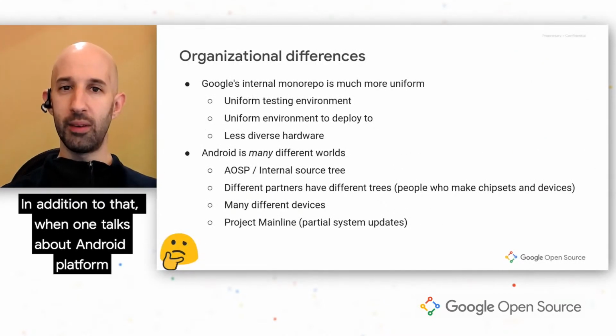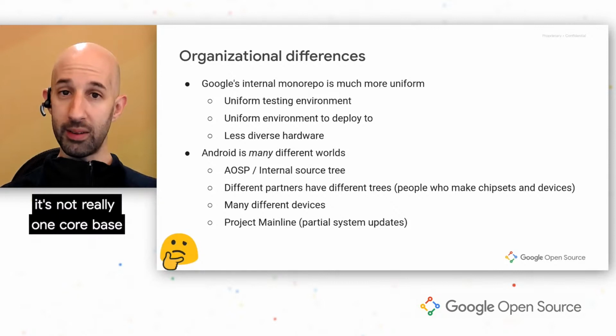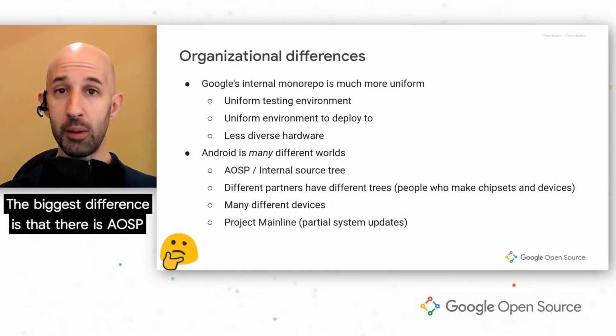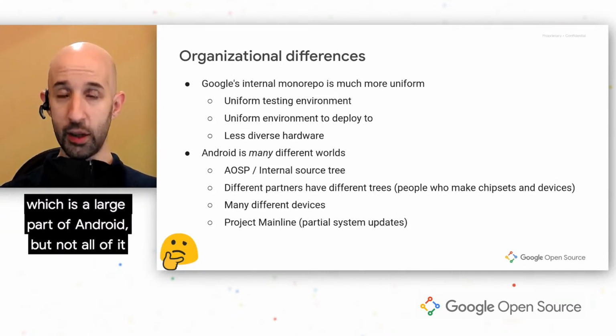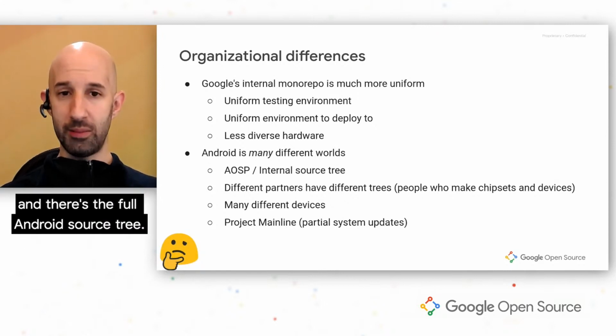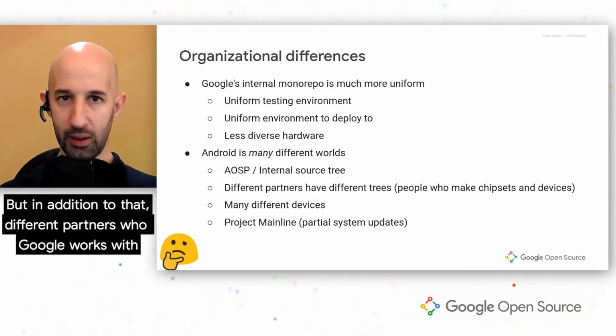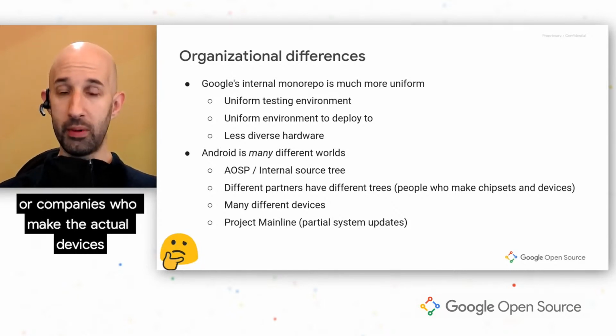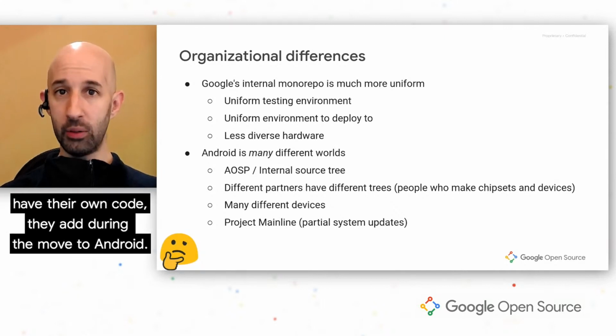In addition to that, when one talks about the Android platform, it's not really one code base. It's more like many different code bases. The biggest difference is that there is AOSP, which is a large part of Android, but not all of it. And there's the full Android source tree. But in addition to that, different partners Google works with, that is to say, companies who make chipsets or companies who make the actual devices, have their own code they add or remove to Android.